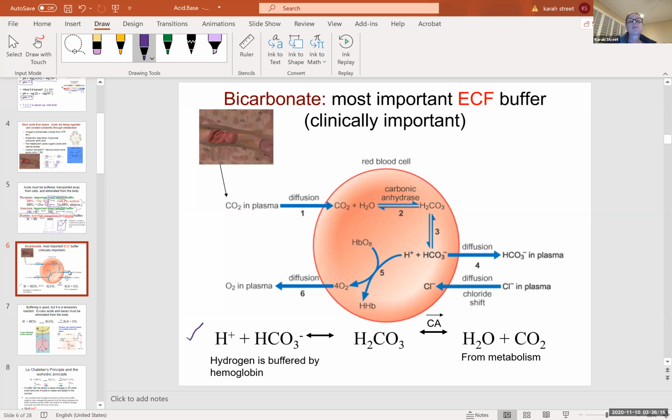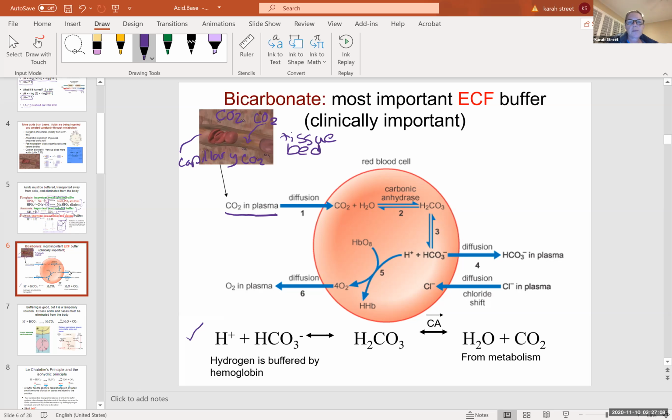So how does this play out, this bicarbonate buffer system? I'm going to show you one way that this bicarbonate can be made, with the help of the red blood cell. So here's a tissue bed, and we see a capillary going through the tissue bed. And we can see the red blood cells in the capillary. And all of these tissues, these cells are making CO2. It's a byproduct of cellular respiration. So the CO2 comes out of the cells and goes into the plasma.